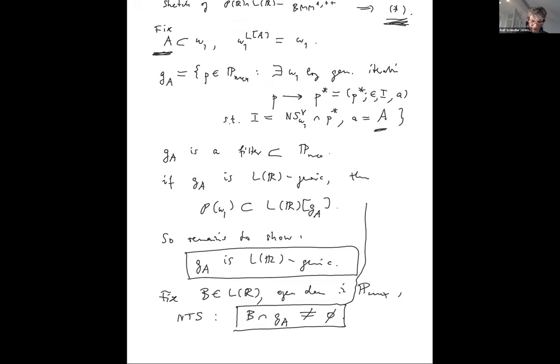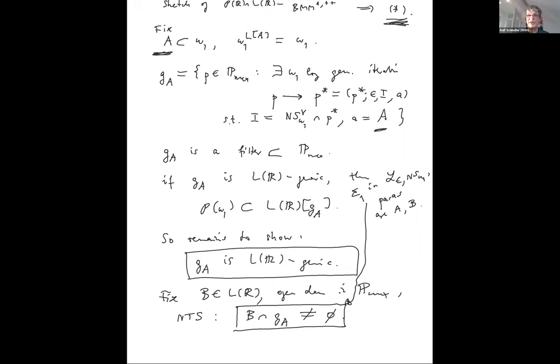So this statement is sigma 1 in, what are the parameters, right? One parameter is certainly A. It's sigma 1 in this language where you have a predicate for the non-stationary ideal around. Okay, I should write it differently. I should write it down as I wrote it before. Sigma 1 in the language where you have the predicate for the non-stationary ideal, and the parameters are A and B.